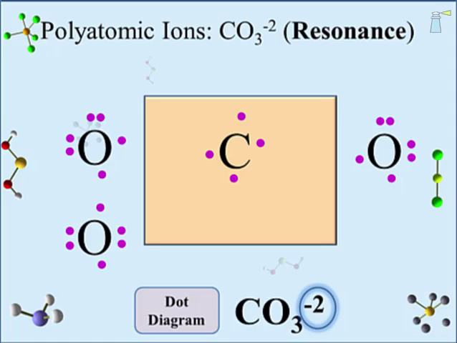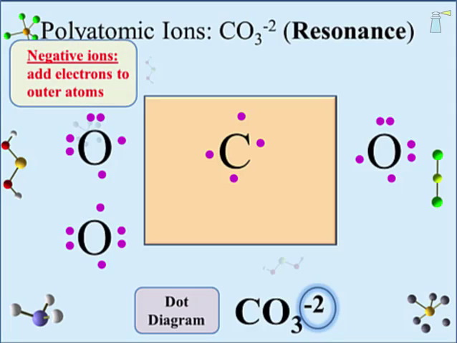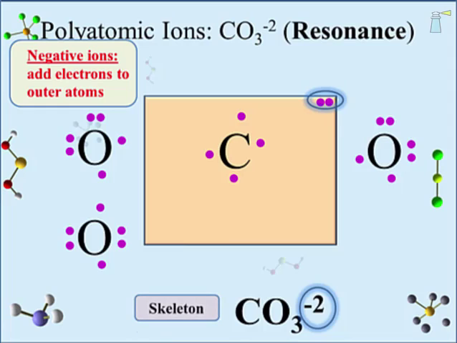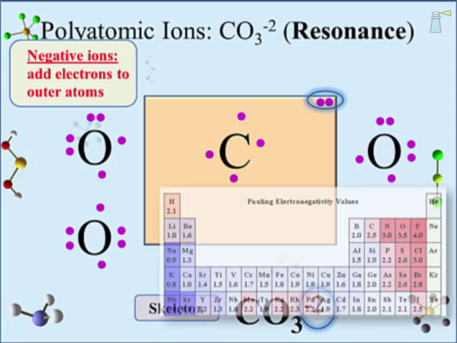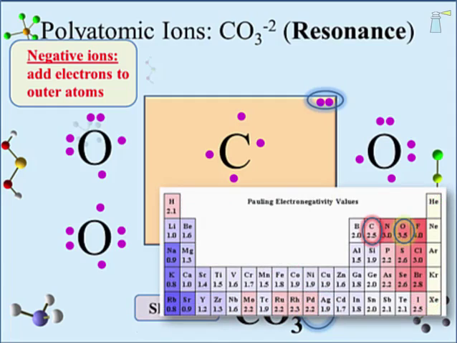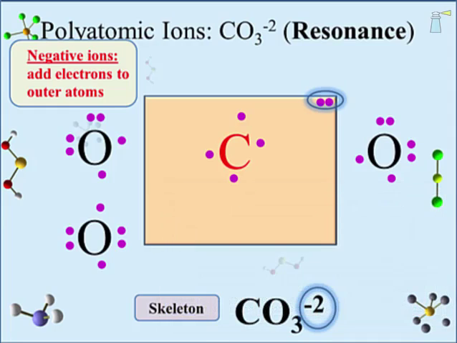With the positively charged polyatomic ion, we removed an electron from the central atom. With a negatively 2 charged polyatomic ion, we are going to add 2 electrons to the outer atoms. Let's just put them up here for a moment. We'll get back to them. Okay, which atom is the central atom? That question belongs to the skeleton step. A quick referral to the periodic table of elements shows that carbon has a smaller electronegativity, 2.5 compared to 3.5. Carbon is therefore the central atom.